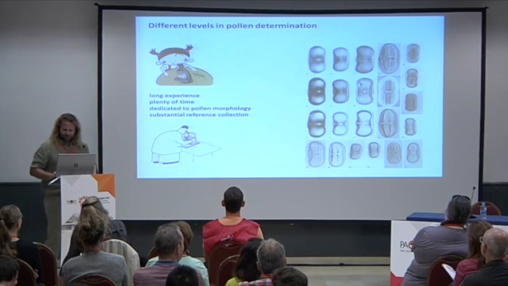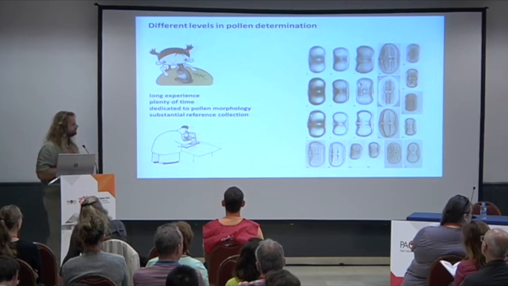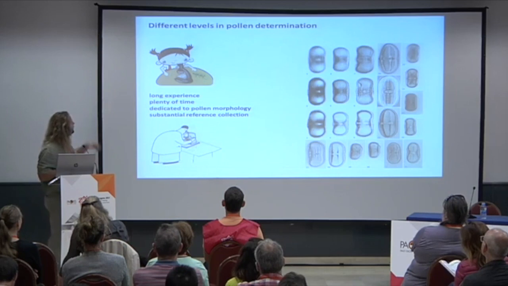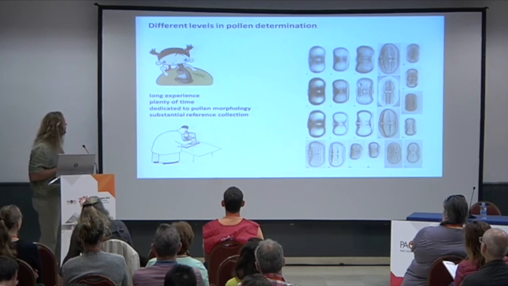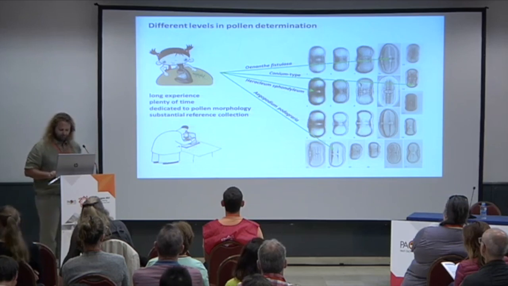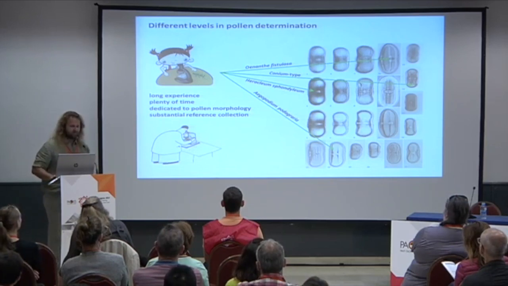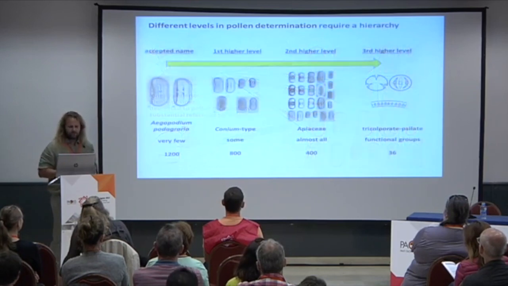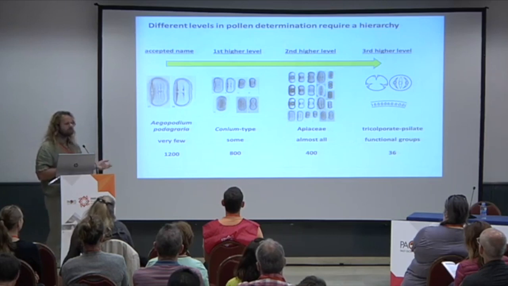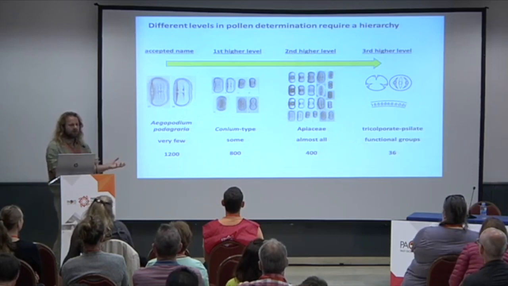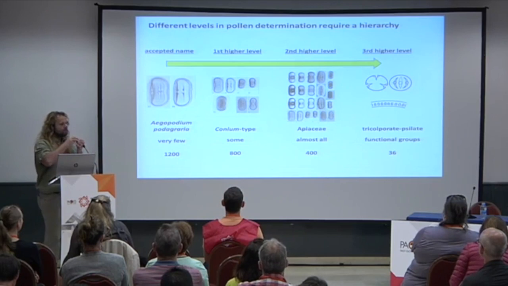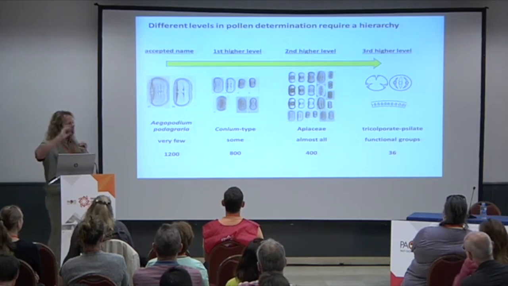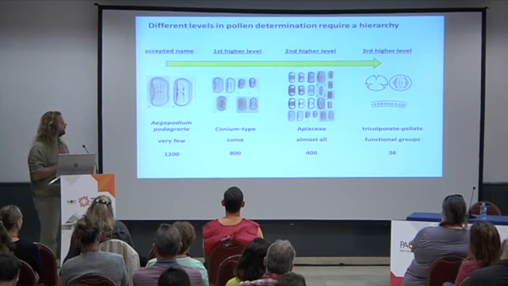Now, the problem can be illustrated as such. This is a slide that I stole from Stefan Wolters. He would say, well, someone with a long experience, plenty of time dedicated to pollen morphology, such as Jacqueline, I suppose, and a substantial reference collection could identify all these different Apiaceae pollen, whereas someone like me that doesn't have lots of time would just call them Apiaceae. And that creates a little bit of a problem, so we try to solve this by creating a morphological hierarchy, thinking about how people with different skills would identify these pollen grains.